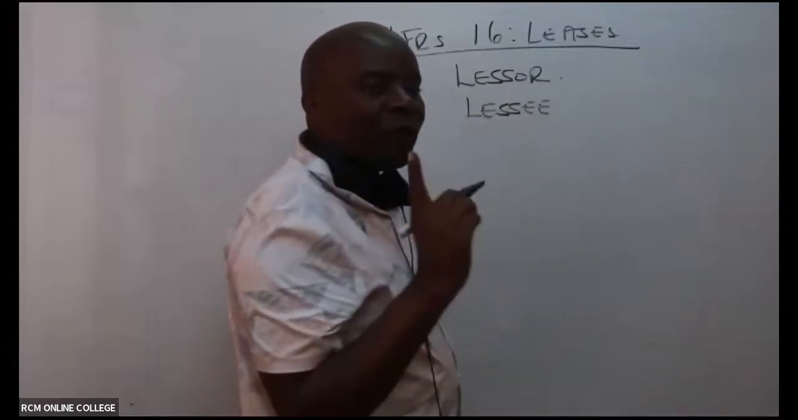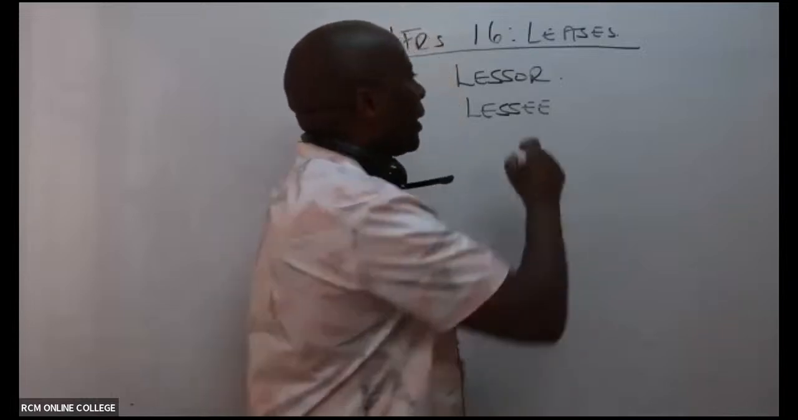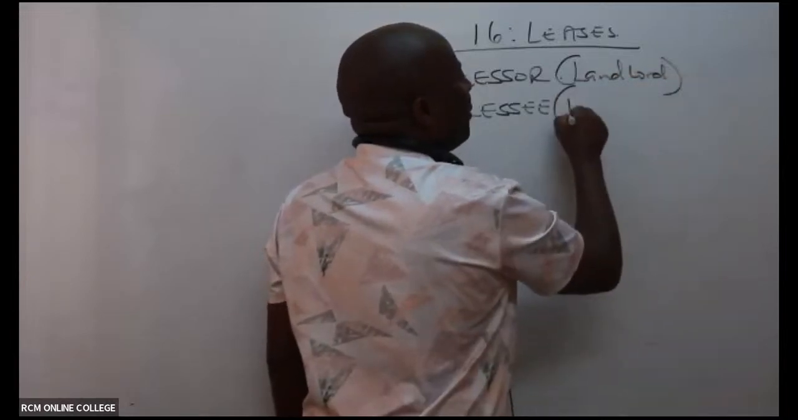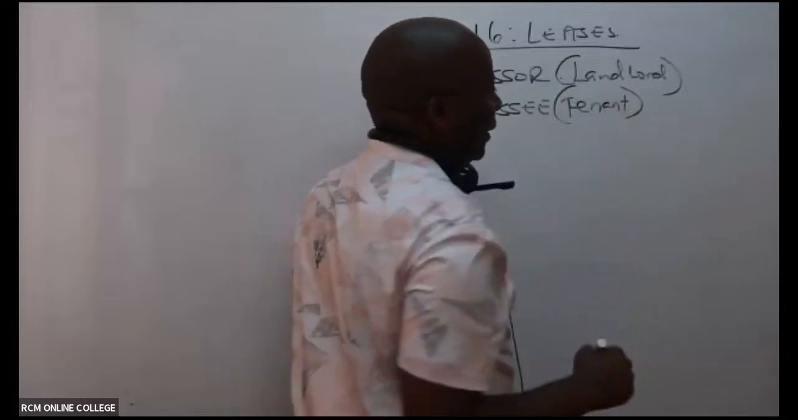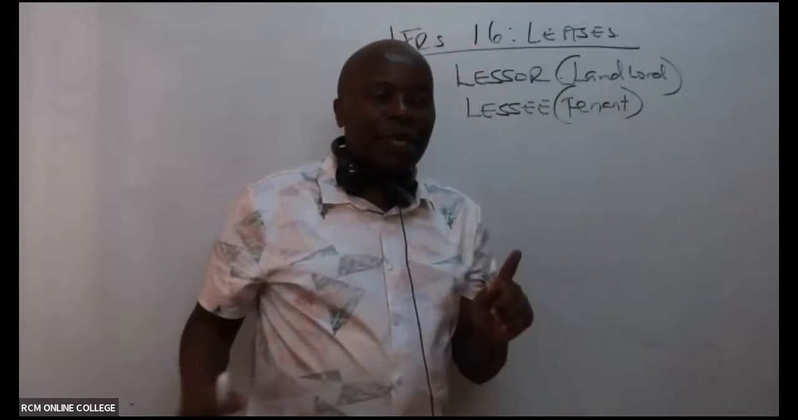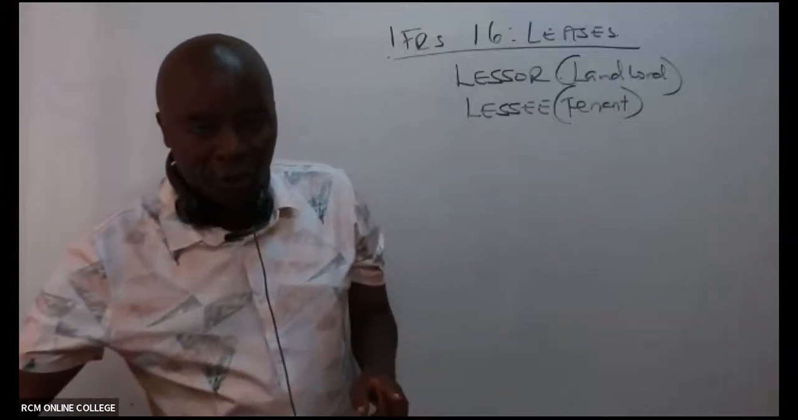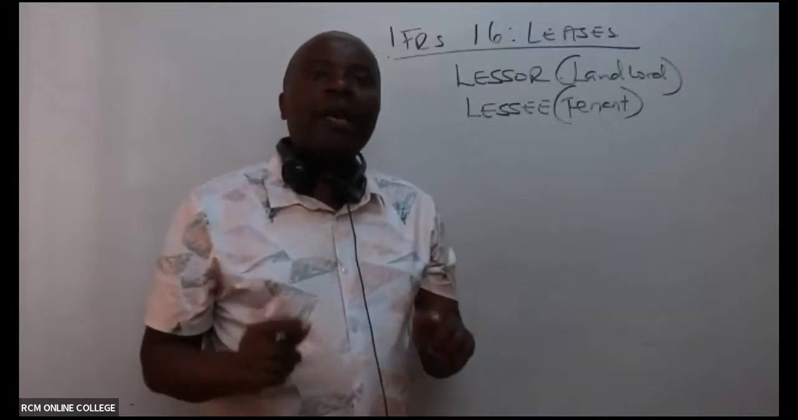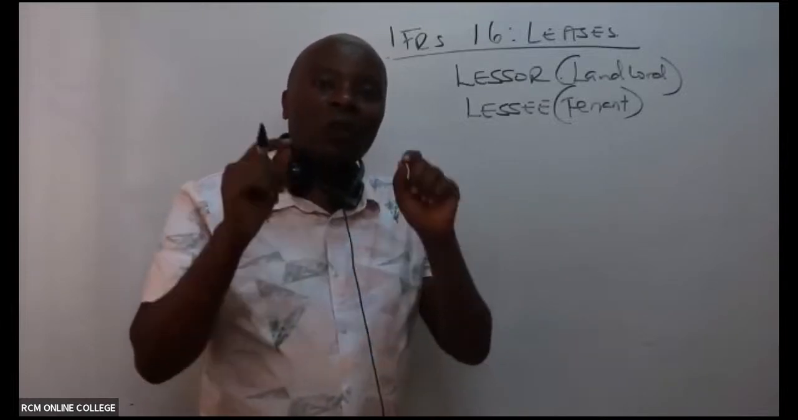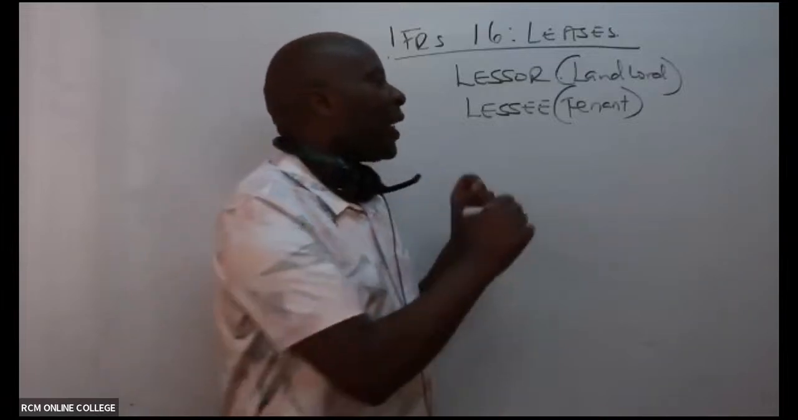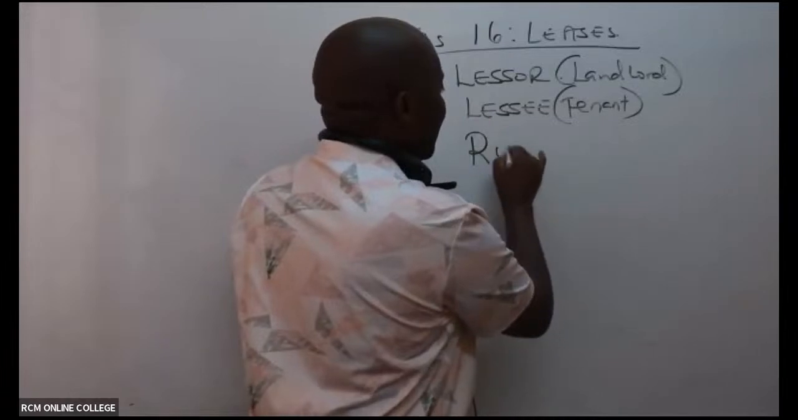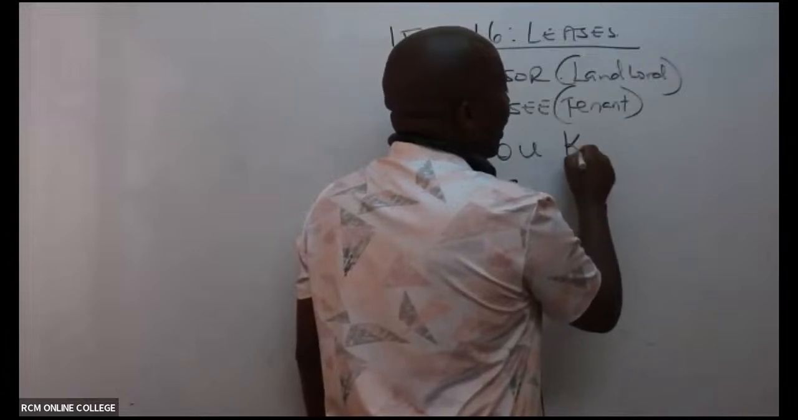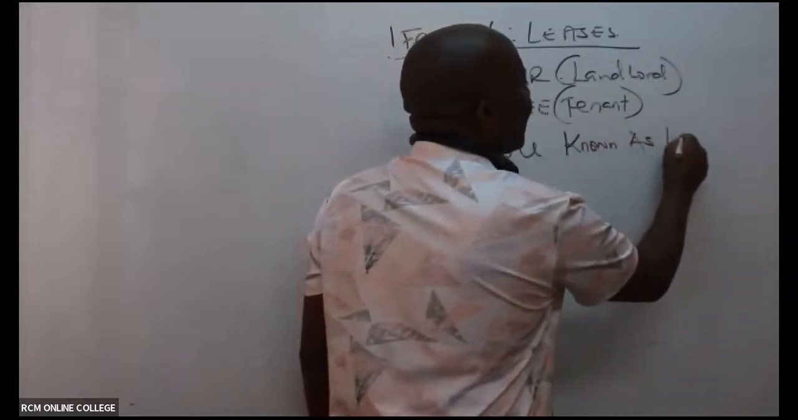If I look at this from the aspect of a building, then the lessor will be the owner of the building, who is called the landlord, and the lessee will be the tenant. Ladies and gentlemen, according to the definition of IFRS 16, a lease contract is that contract which conveys the right of use to a party known as the lessee.